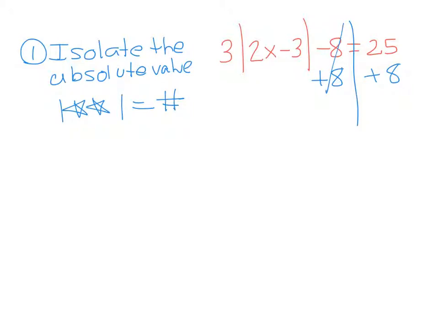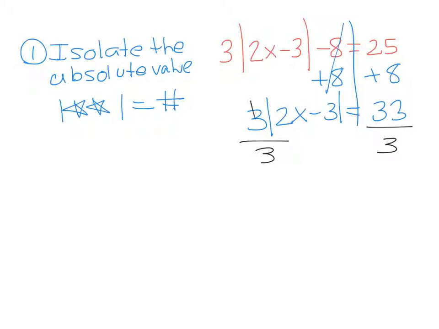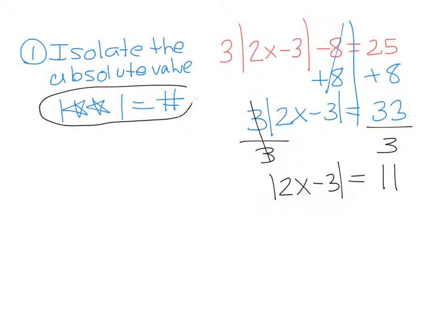That will leave you with 3 times the absolute value equal to 33. Your absolute value is still not alone because you have the 3 in front of it. And the 3 is multiplying the absolute value. So the opposite of multiplying is dividing. So you'll have to divide both sides by 3. Notice that I did not distribute the 3. You're not allowed to distribute through an absolute value. So now you have the absolute value equals 11. And that's what we wanted. We wanted the absolute value to be on one side and a number to be on the other side.